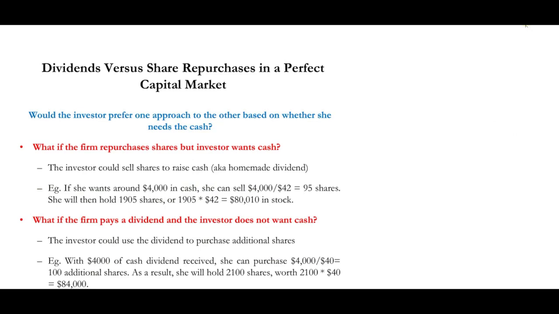So the question is, what if the firm repurchases shares but the investor wants cash? So the investor wants dividend. This is the story here. Sorry, I need to draw it again and again for the students who are slow learners. Let's say the company is doing share repurchase, but this investor wants dividend. Can the company make this investor happy? Let's see that.